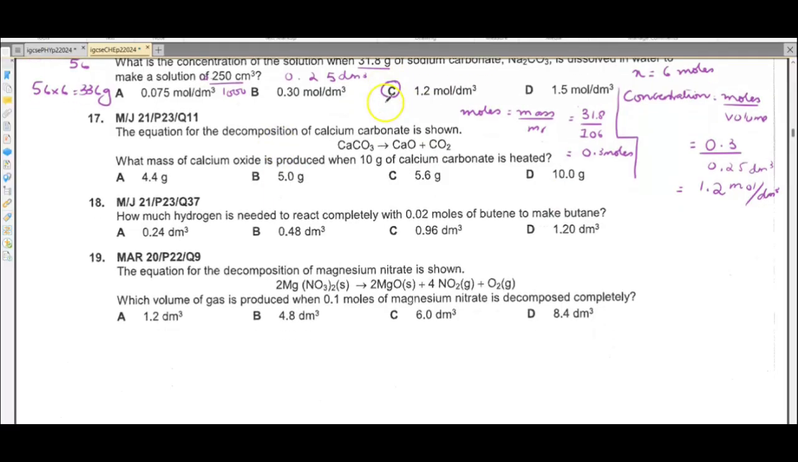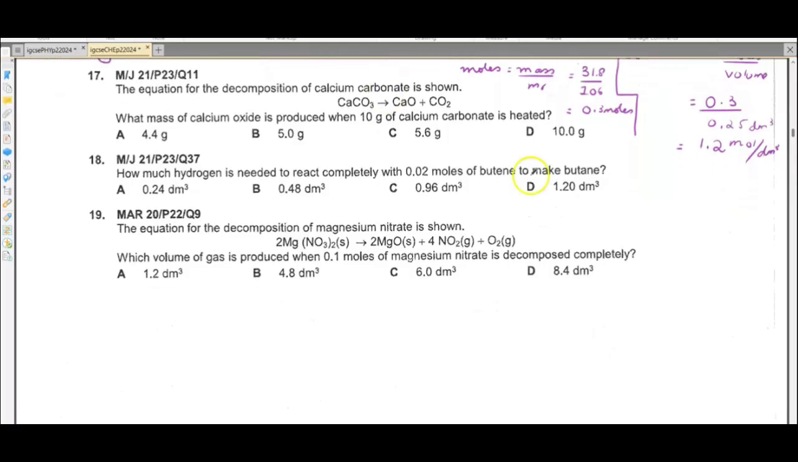C is our correct answer. Okay. Question number 17. The equation for the decomposition of calcium carbonate is shown. Which mass of calcium oxide is produced when 10 grams of calcium carbonate is heated? Okay. This is calcium carbonate. It is heated and calcium oxide and carbon dioxide are produced. And we know that the mass of calcium carbonate that is used in the reaction is 10 grams.